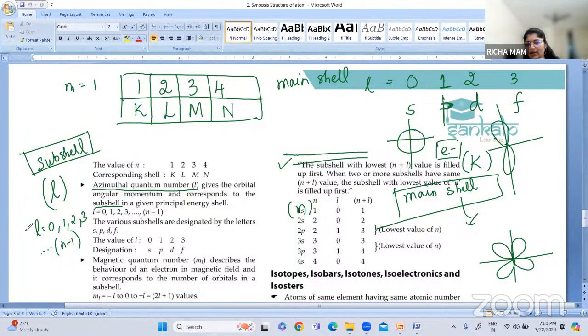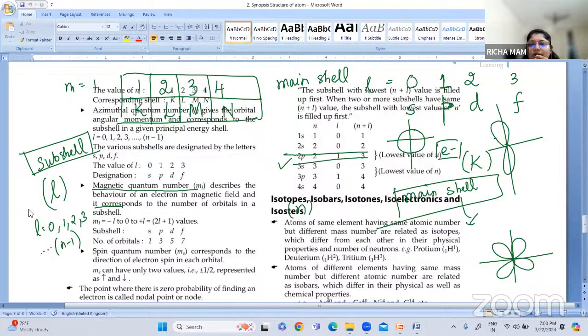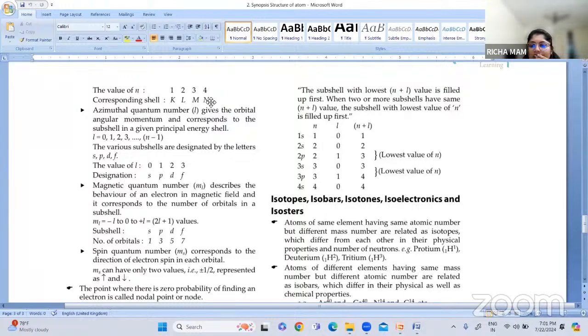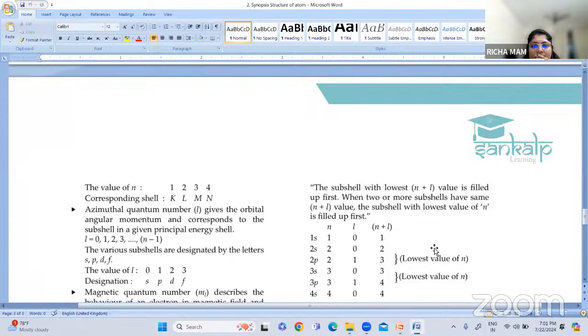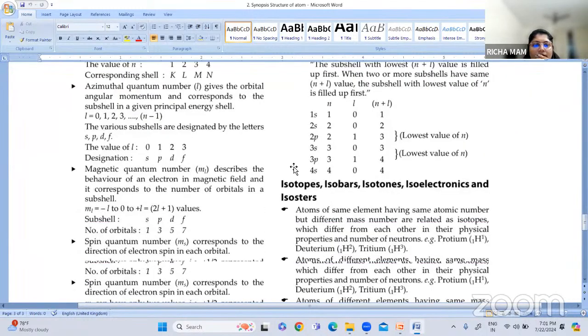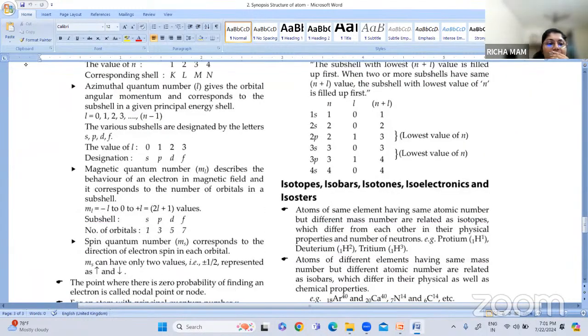Quantum numbers are very important from your theory point as well as for CET point of view. Many questions are asked from this particular chapter. So this was about two important things: principal quantum number and azimuthal quantum number. Next is the magnetic quantum number.